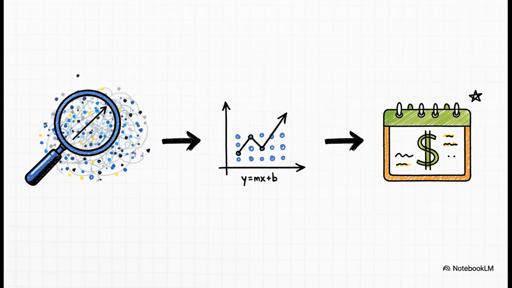So look, if you take just one thing away today, let it be this. Linear regression is really just this elegant process of finding a relationship that's hiding in your data and then turning that relationship into a real concrete prediction you can actually use to make decisions.